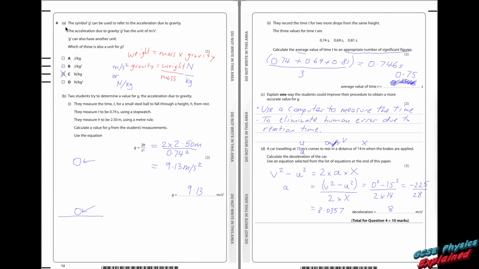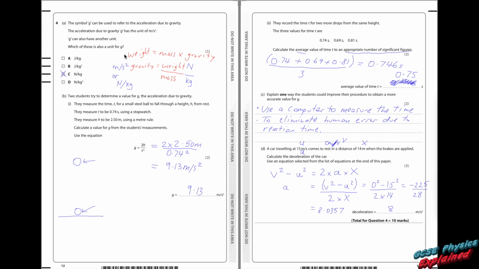Question 4, Part A. The symbol G can be used to refer to the acceleration due to gravity. The acceleration due to gravity G has the unit of meters per second squared. G can also have another unit. Which of these is also a unit for G, for gravity?